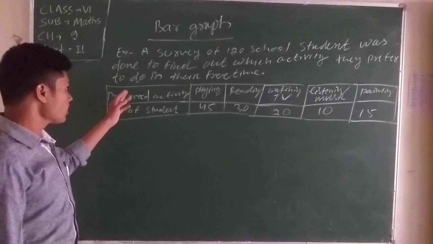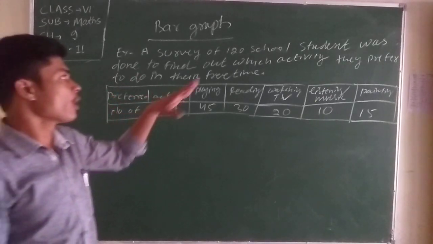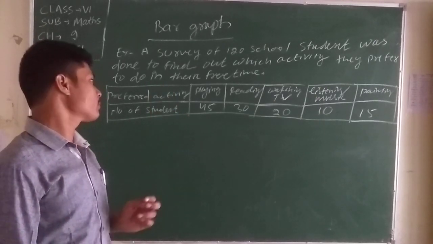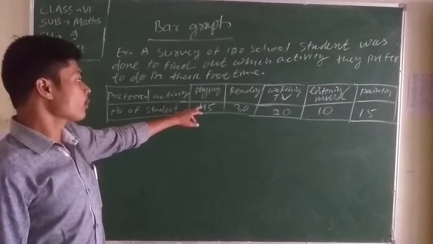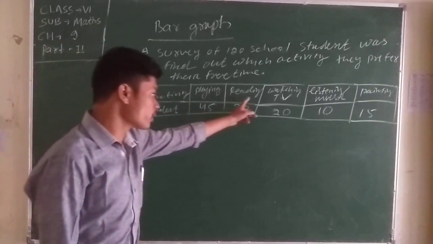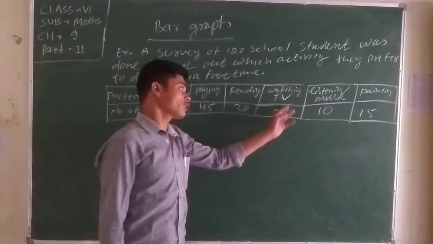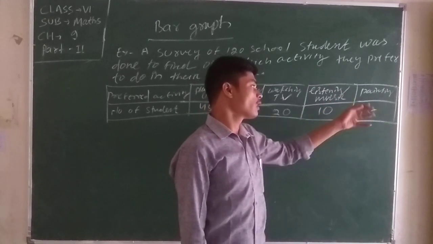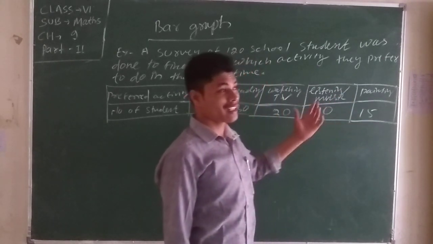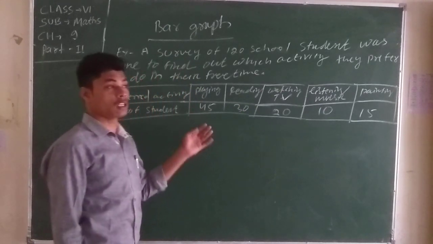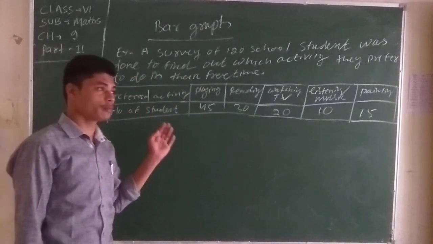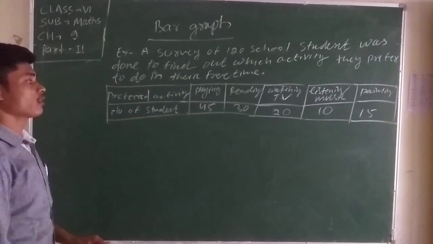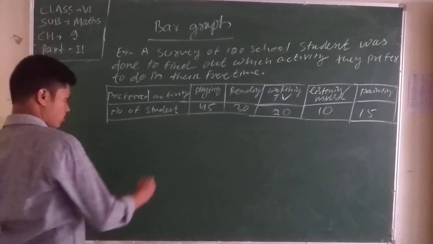Here data is given. In the list, how many students are there? 120 students, and they prefer different types of activity. So there are different activities every time. 25 students prefer playing, 30 students prefer reading, 20 students prefer watching TV, 10 students prefer listening to music, and 50 students prefer painting. They all have different activities at the time of what? Free time. Then we can represent these activities using which graph? Bar graph. So we take here.